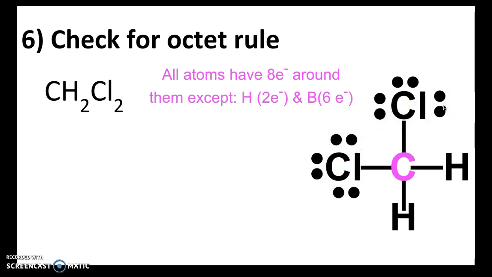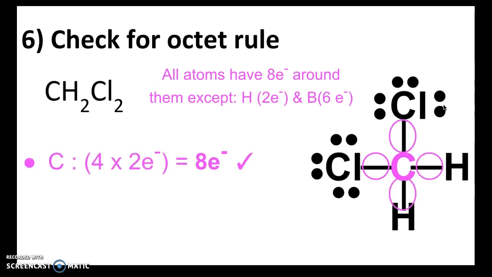Okay, so let's see if carbon has 8. In each bond, there are 2 electrons. So 2, 4, 6, 8 electrons. 4 bonds and 2 electrons each, so that carbon has 8 electrons, and so carbon makes the octet rule.